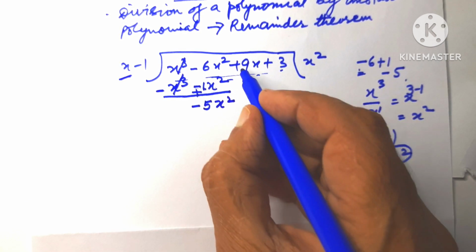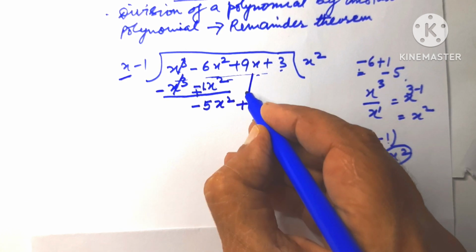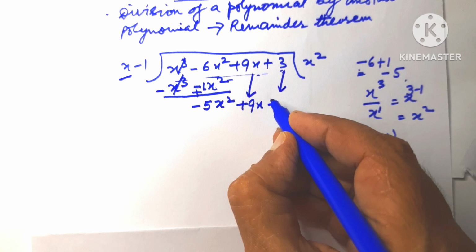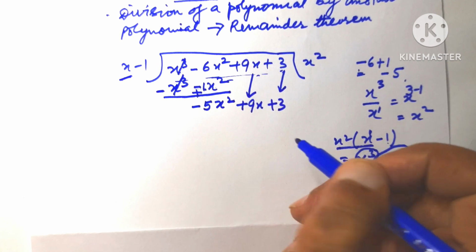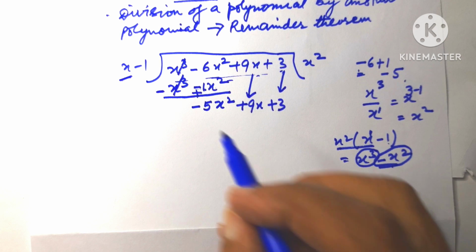And I will bring down the rest of the terms, plus 9x, and then plus 3. So this is the first step of doing the division. I'll explain again. Be careful and listen.